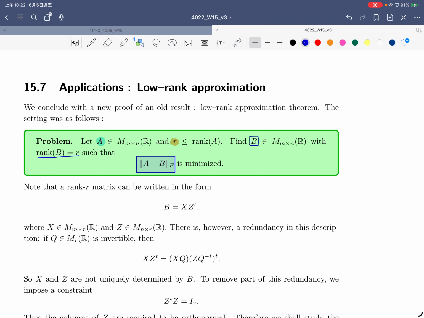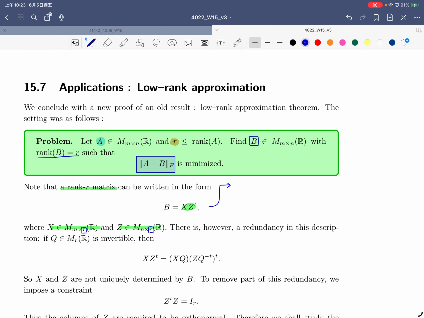But to do that, I'm going to do a little reduction. The reduction is the following. I want to find a matrix B of rank R. It turns out every matrix of rank R can be decomposed into a product X times Z transpose, where X and Z are matrices of size M times R and N times R respectively. At first, when you look at that, it may look mysterious, but think about it, this is how you construct rank 1 matrices. I can give you a sketch proof of why you can do it.